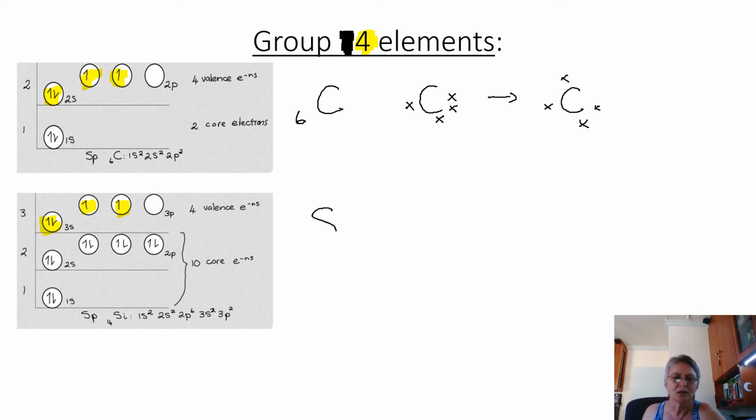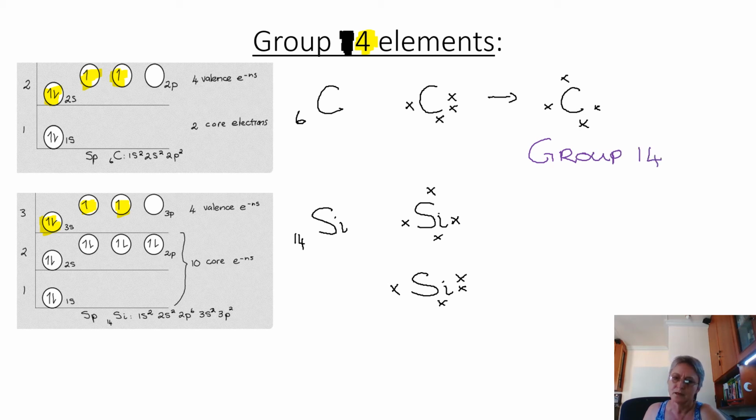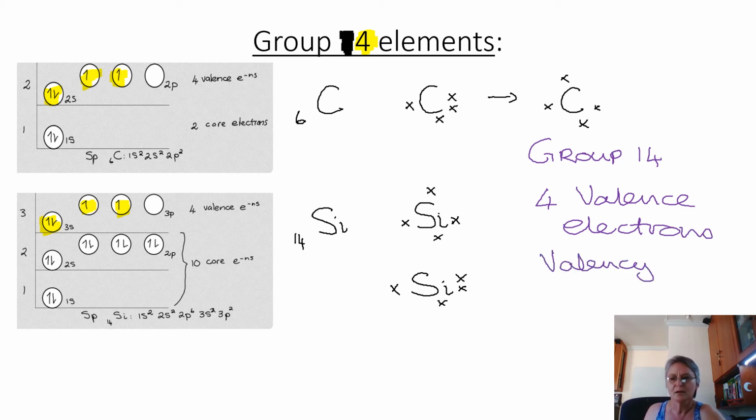The same for silicon. Silicon's got 14 electrons, but only 4 of them are valence electrons, and silicon and carbon will behave in a similar way. You may draw the Lewis dot diagram like this, where 2 electrons are together and 2 are separate, but this first way is also correct. So we see, to conclude, in group 14, there are 4 valence electrons that makes 4 bonds. So the valency is 4.